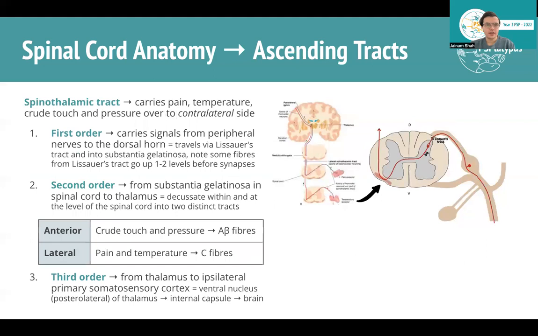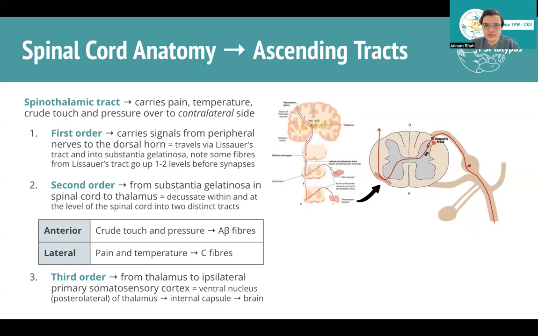You've also got the spinothalamic tract, which is responsible for pain and temperature sensation, crude touch, and pressure. And that crosses over immediately to the contralateral side in relation to the spine. So what you can see is you've got your first order neuron. I'll cover it in order. So first order carries the signal from the peripheral nerves to the dorsal horn, as was done with the DCML pathway. So same so far.